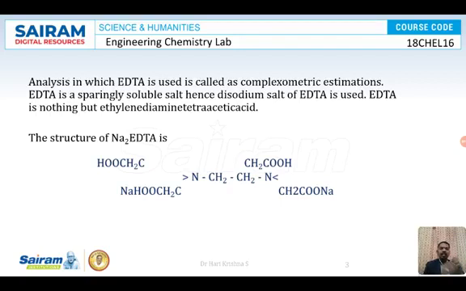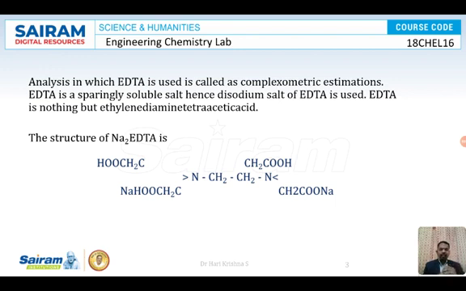So what is total hardness? The sum of temporary hardness and permanent hardness is called total hardness. If you are measuring only the hardness caused by the chloride and sulfate salts of calcium and magnesium, it is called permanent hardness. Hardness caused by carbonate and bicarbonate is called temporary hardness. Combined together, it is called total hardness.